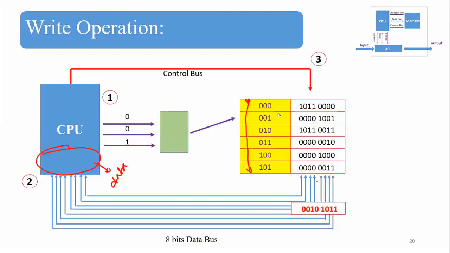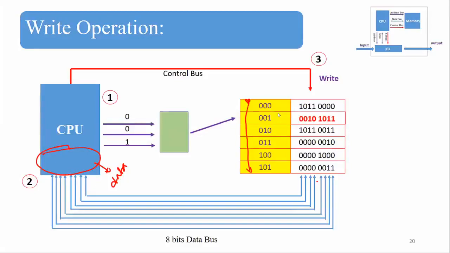Third, the control bus. Compared to the read operation, steps 2 and 3 have been swapped. Whenever the control bus says I want to write, the address is selected and the data is on the bus, so it just writes to your particular address. That means that content will be saved and the previous content will be erased. Is it clear now? Yes, sir.